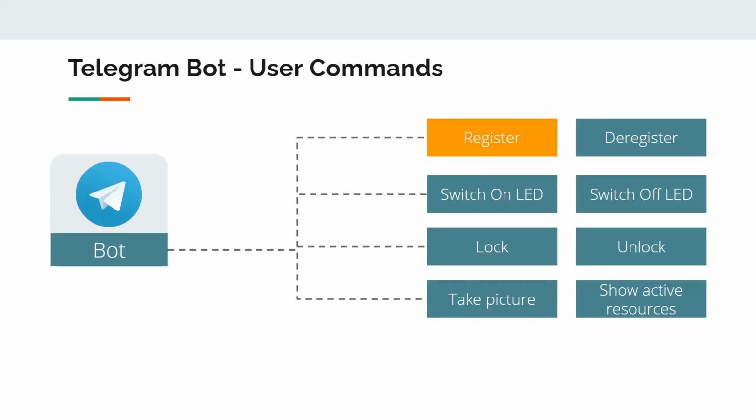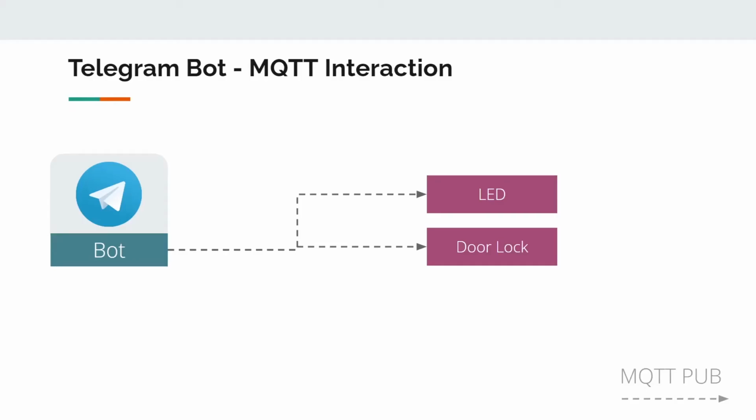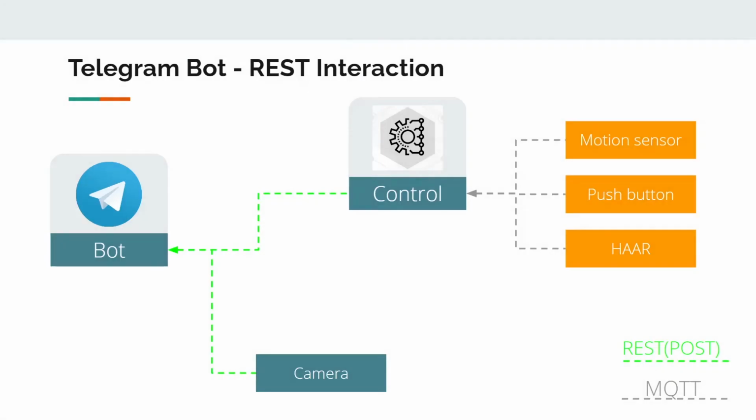At the beginning, the user must register himself or herself to a house. By registering, each user will have a house number, a house lock state, username, and a unique chat ID. Users can access only resources and functionalities of their house. Telegram can actuate the LEDs and lock or unlock the door using MQTT, while on the other hand, the bot communicates with the control and camera using REST.